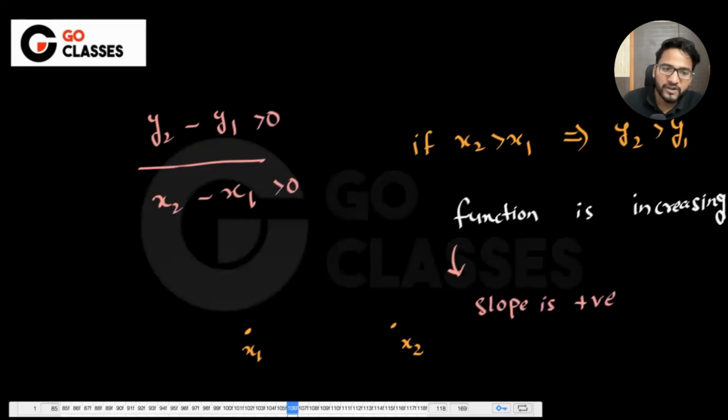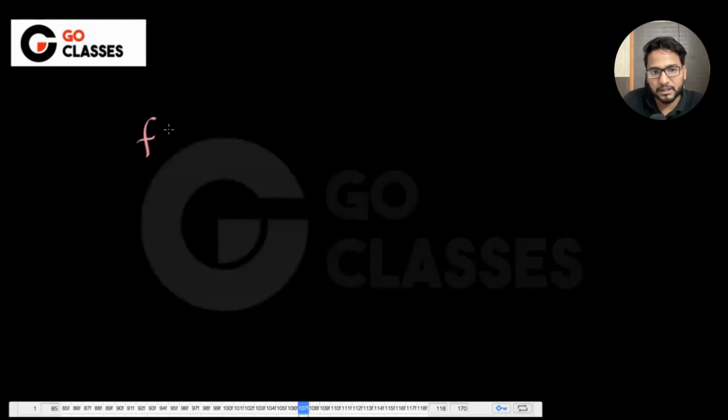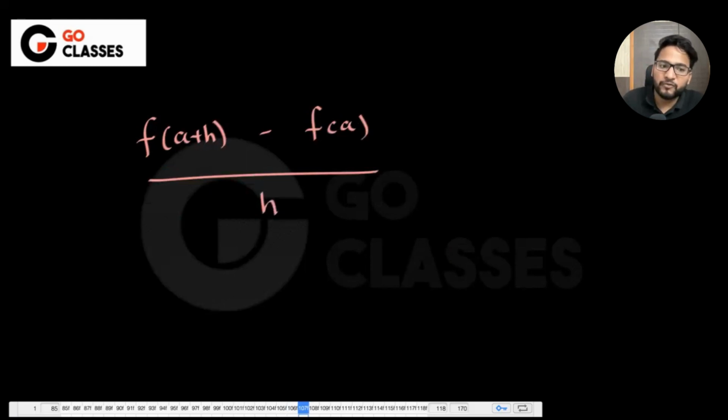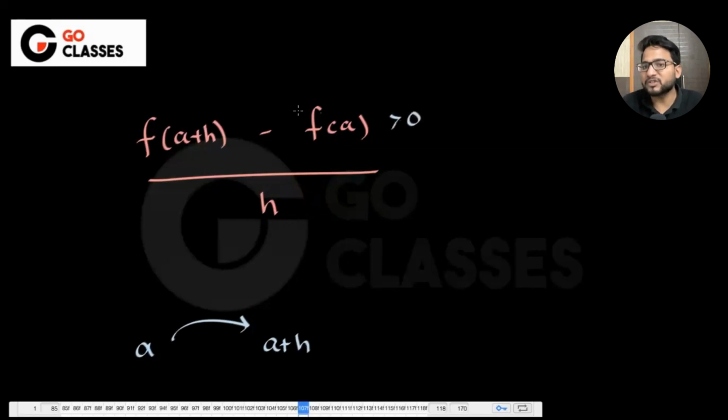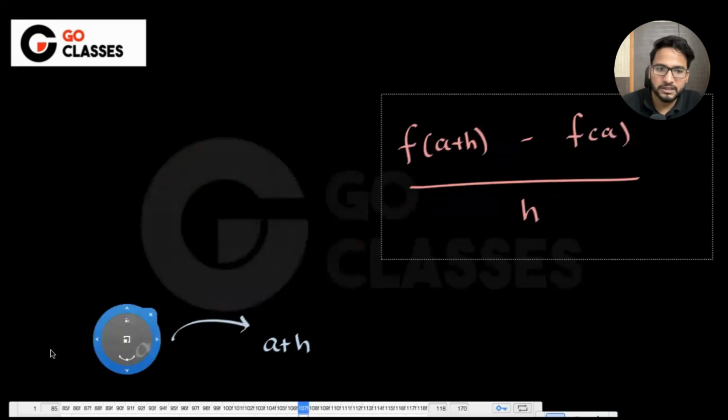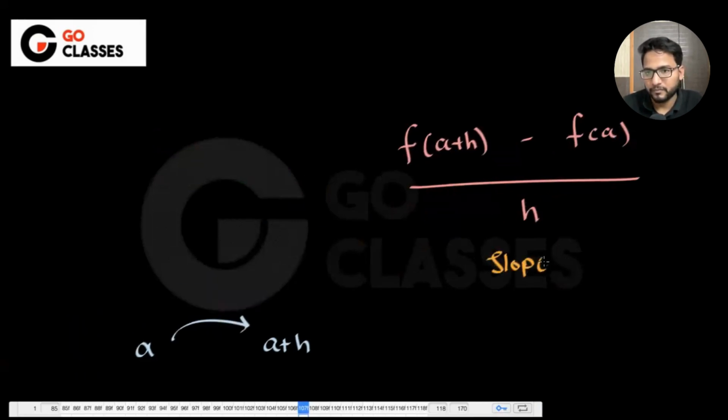Which means, suppose I take two points, a and a plus h, and compute f of a plus h minus f of a upon h, right? If I go from a to a plus h, and I say that this particular value, f of a plus h minus f of a, is greater than 0, then it means the slope is greater than 0, or vice versa. If the slope is greater than 0, then this is greater than 0. If I'm saying that this is the slope, and f of a plus h is greater than f of a, doesn't it imply that the slope is greater than 0?